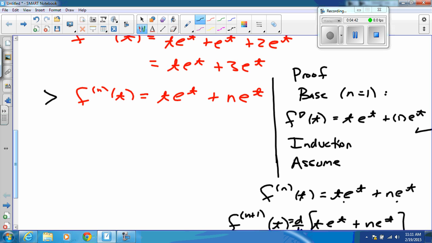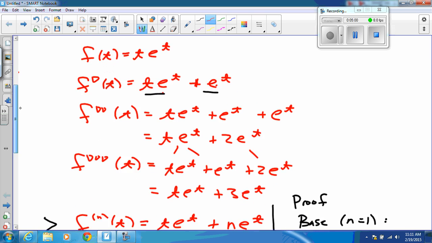And since my proposition was true for n equals 1, it must be true for n equals 2, 3, 4, and so on. So that's proof by induction. You don't have to do this for your particular problem. However, if you can, it's more complete and correct.